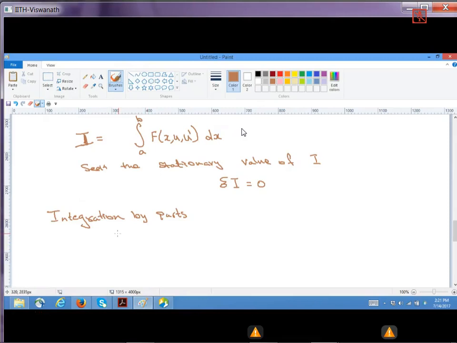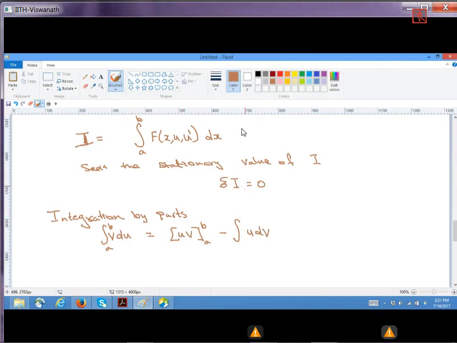First let me show what the integration by parts is. The integral of v du is equal to uv from a to b minus the integral of u dv. This is the integration by parts.